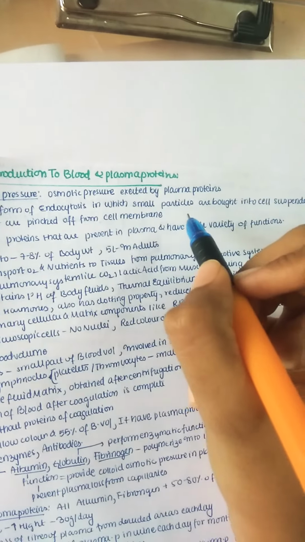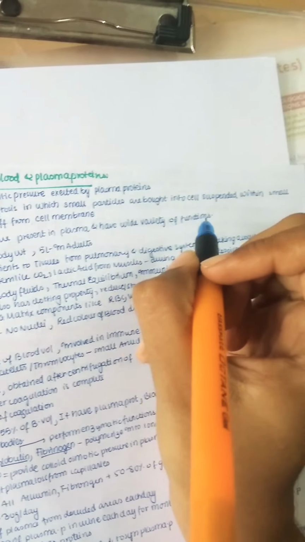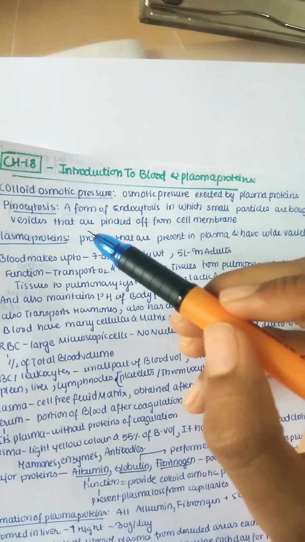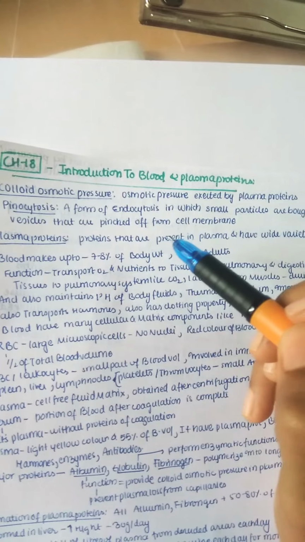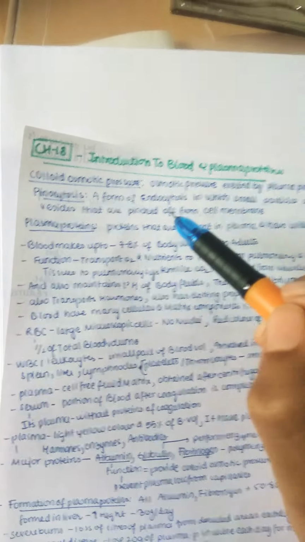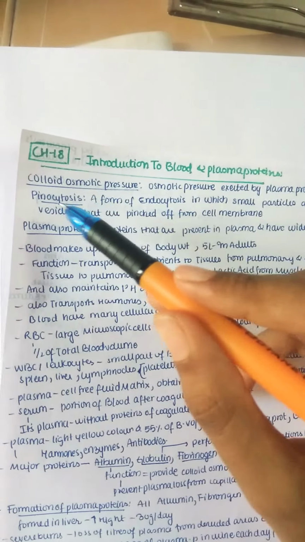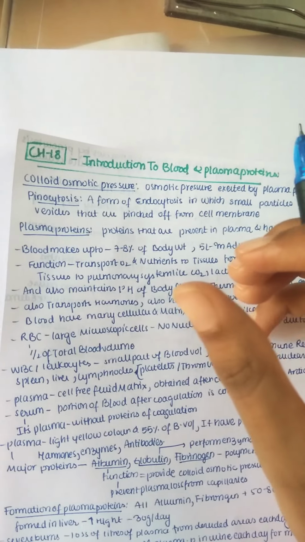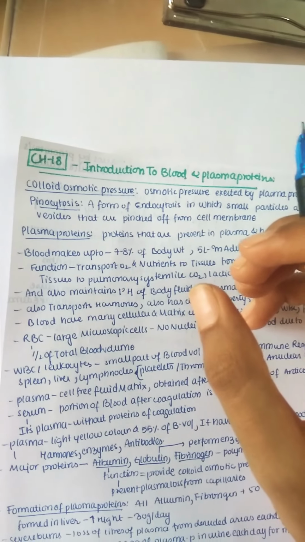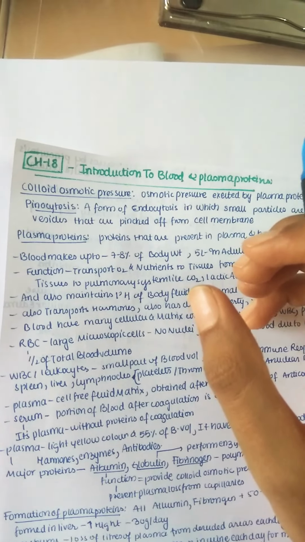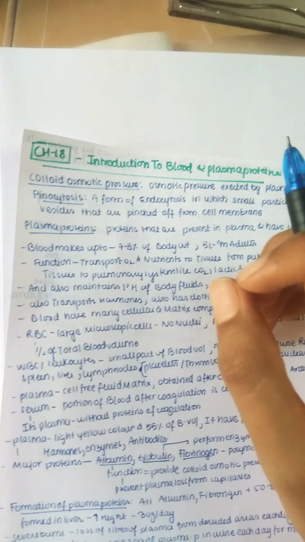In this, small particles are brought into the cell and suspended within small vesicles that are pinched off from the cell membrane. That's what we know as endocytosis. So always remember that pinocytosis is mainly taking in fluid particles. This process is also called the drinking process, the fluid intake process.